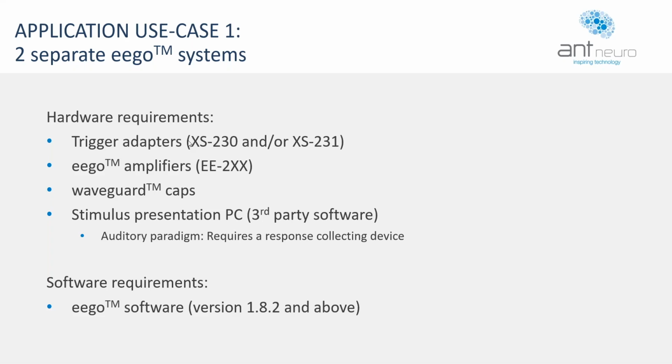You could use an eego amplifier, and for the sake of consistency and to be more generic about what I cover today, we will be focusing on the 64 channel amplifier, which has the EE2XX nomenclature. Principally, this can very well be done by our 24 channel amplifier or our 8 channel amplifier, so the eego EE511 or the eego mini.